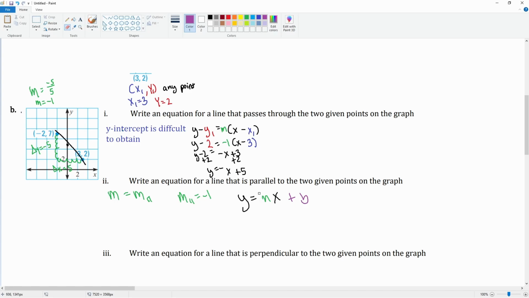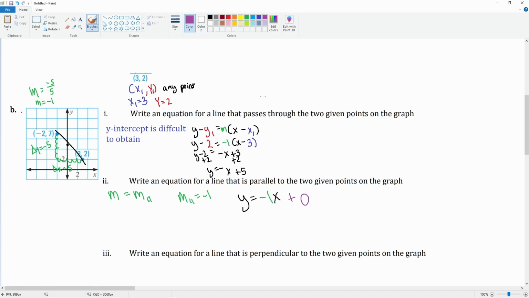So just erase the m. We can now plug in the value of -1. Then we can erase the y-intercept. It could be any y-intercept here. I'm just going to make that, let's see, 0. Why don't I just make it 0? So there you go. That equation would work.